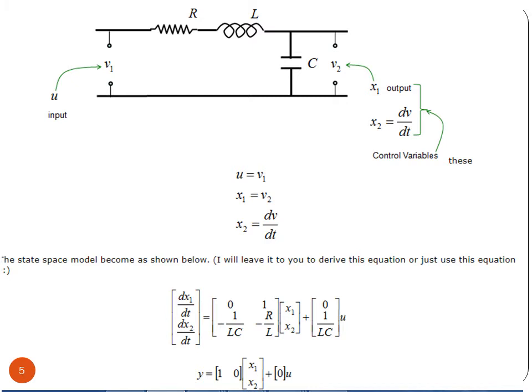So as we have a second order system, we have two different state variables, x1 and x2. x1 will be equal to the output v2, whereas x2 will be the derivative of the output, so it is dv2 over dt. From this, x1 prime will be equal to x2, and x2 prime will be equal to minus 1 over LC x1 minus R over L x2 plus 1 over LC u, whereas the output will be equal to x1.